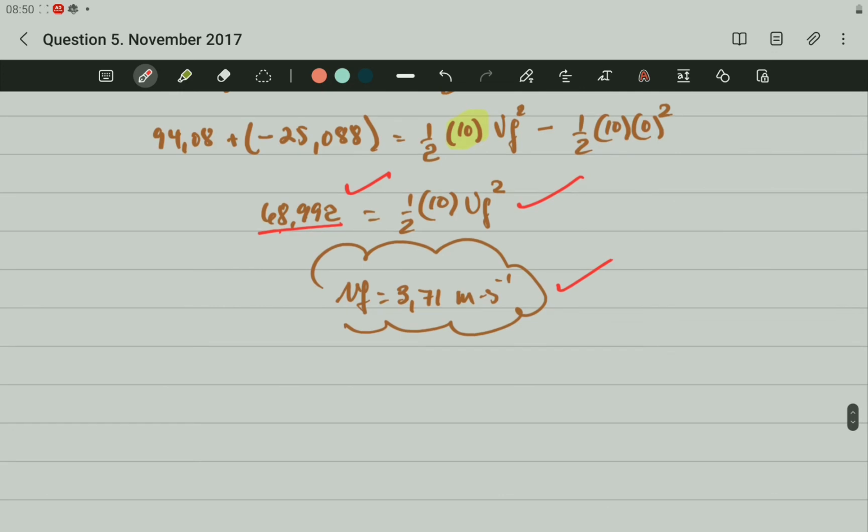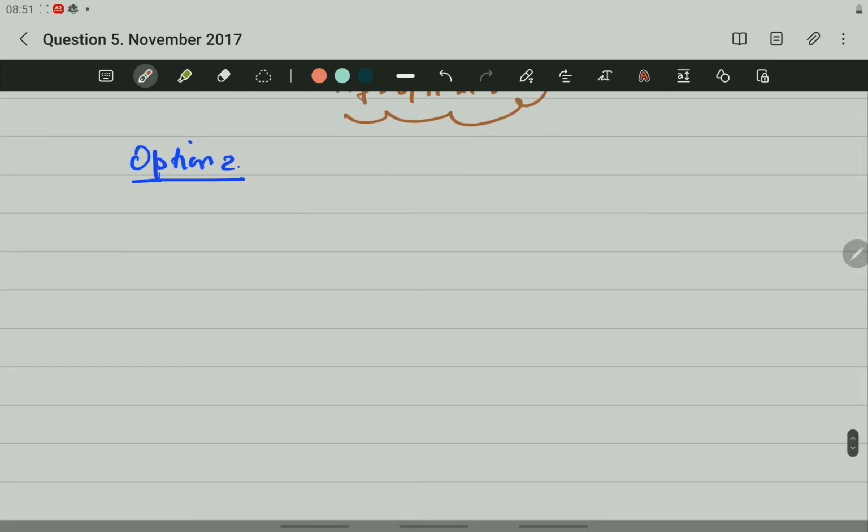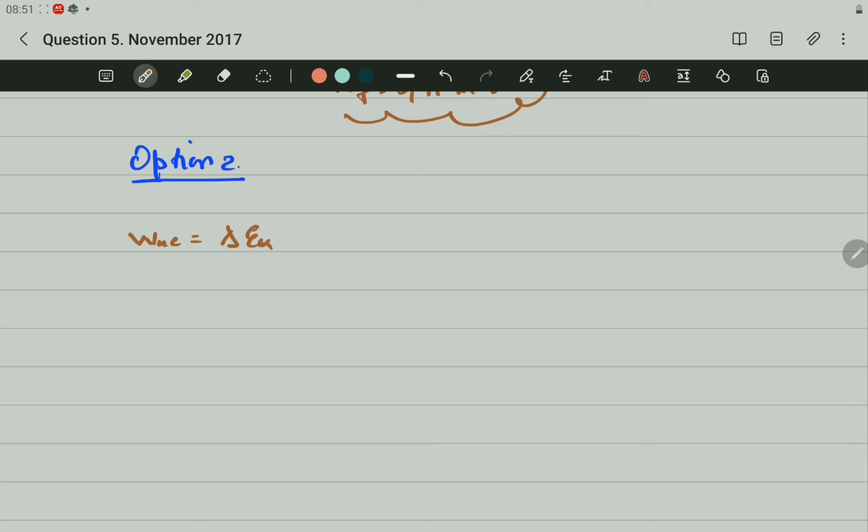And that is the first option. The second option is to use the law of conservation of energy. Now, for this option, you can start by saying that the work done by the non-conservative forces is equal to the change in kinetic energy plus the change in potential energy. So that is the starting point.